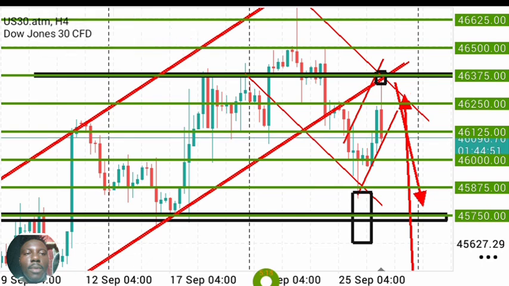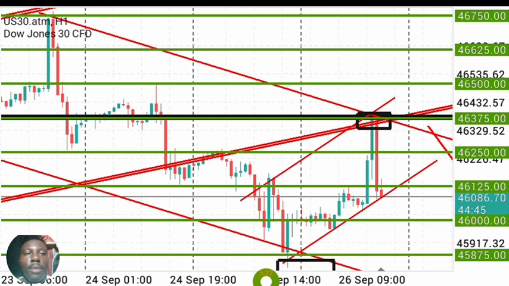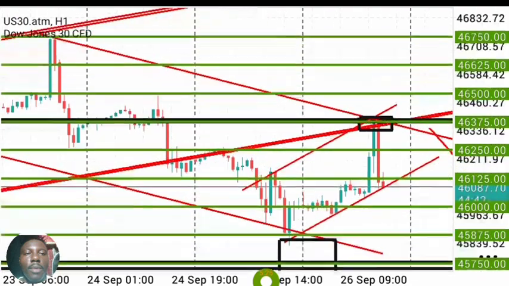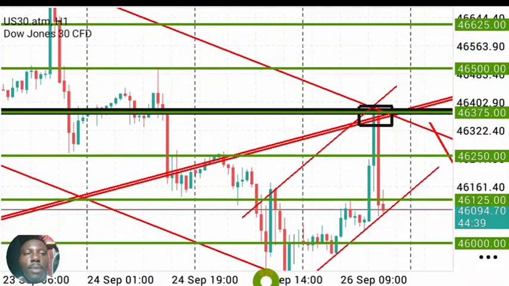Looking from, I think, the 1 hour time frame here, you see the sell is already happening. Massive sell to the downside already. You can see it's already going to the downside. It's going to break this channel line to the downside.